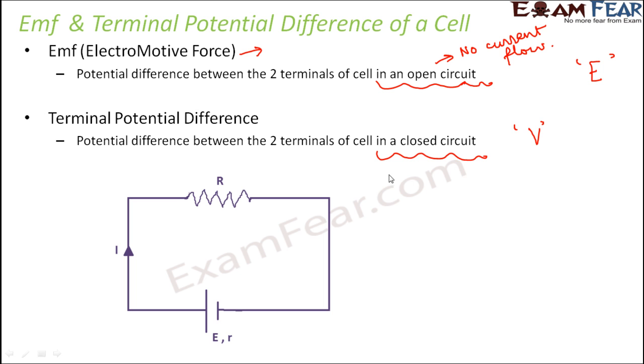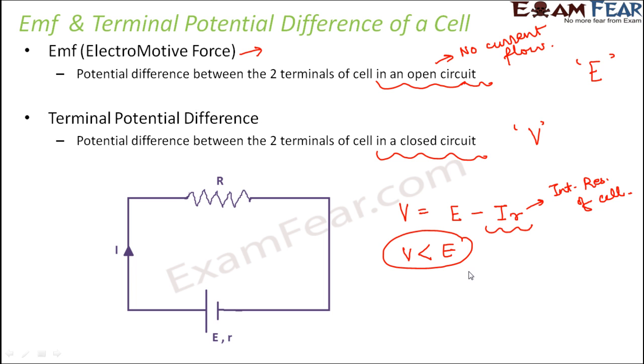Right? So basically what happens is in a closed circuit, the terminal potential difference V is equal to E minus Ir, where Ir represents the voltage drop when the current passes through the cell. So here r represents the internal resistance of the cell. So looking at this, you can very clearly understand that the value of V is less than E. But this situation is true only when the cell is present in a closed circuit, and this situation is known as discharging of the cell.